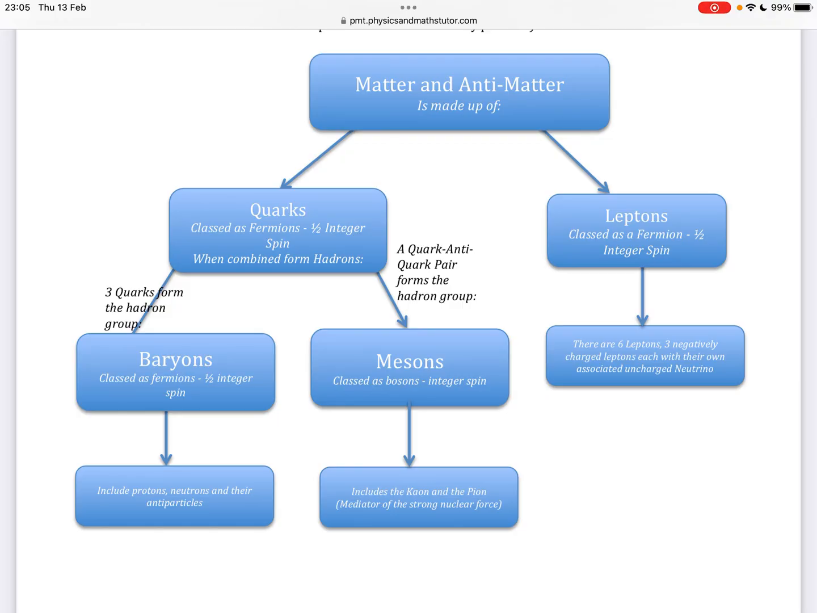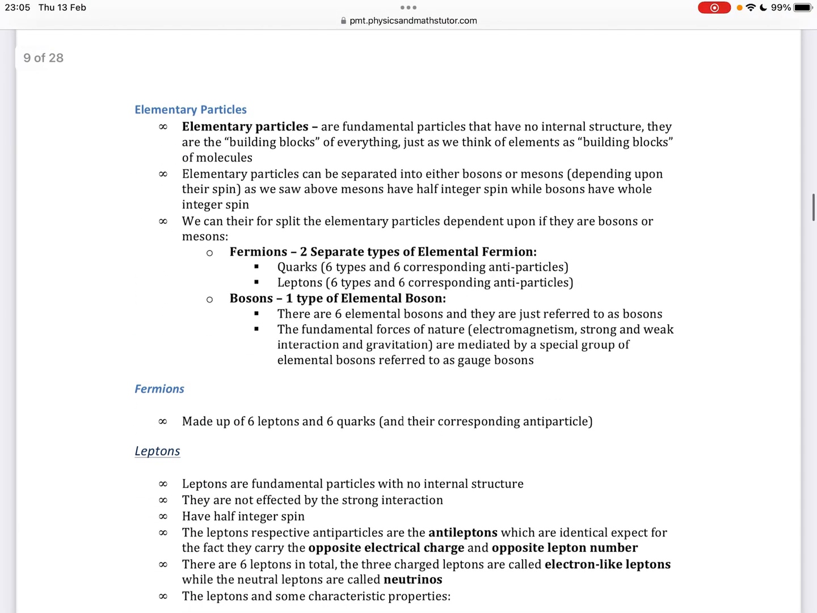Leptons, classed as fermions, have half integer spin. There are 6 leptons, 3 negatively charged leptons, each with their own associated uncharged neutrinos.